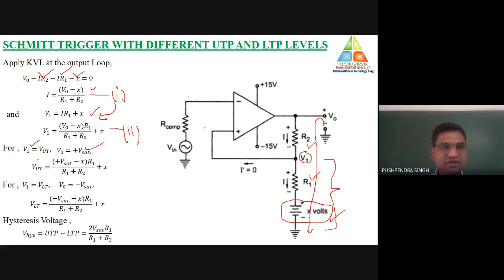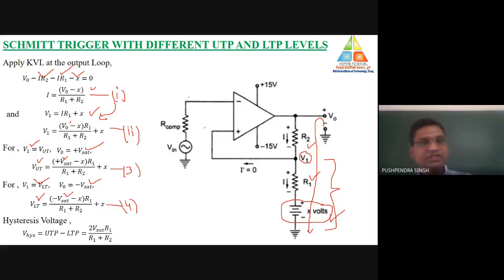So when V1 is equal to VUT, on that condition, this V0 is replaced by plus Vsat. So plus Vsat minus X into R1 divided by R1 plus R2 plus X. Let this be equation number 3. Similarly, when the value of V1 is equal to VLT, the output is at minus saturation. When the output is at minus saturation, the reference voltage changes from VUT to VLT. So substitute V1 as VLT and V0 as minus Vsat. This is equation number 4.